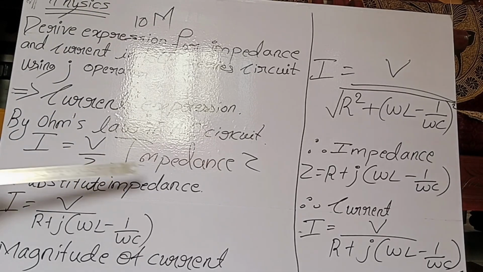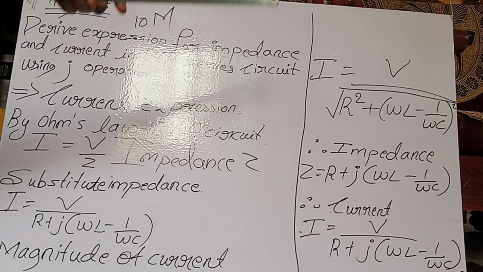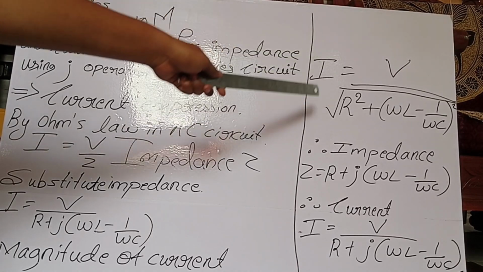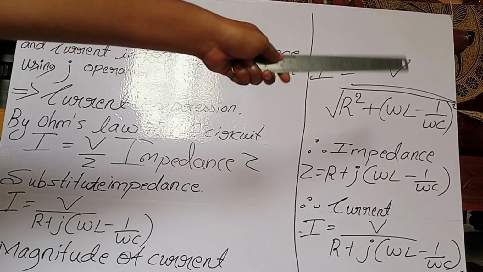Substituting the impedance, which we derived previously, Z equal to R plus J into omega L minus 1 divided by omega C. Just substitute that and you will get the current equation. If you want the magnitude of the current, it will be I equal to V divided by square root of R square plus omega L minus 1 divided by omega C whole square.